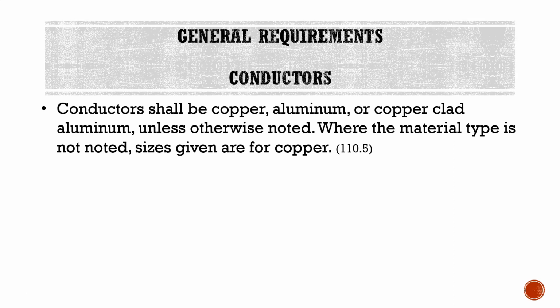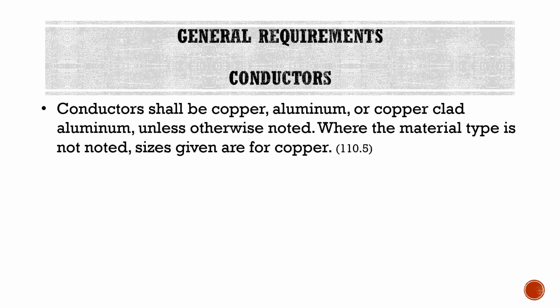So, pressing pause on the equipment idea for a minute, we will be returning to it, but we're going to take a second to talk about conductors now. Some of the same type of standards as we talked about with the equipment. Conductors shall be copper, aluminum, or copper-clad aluminum, unless otherwise noted. Where the material type is not noted, sizes given are for copper.